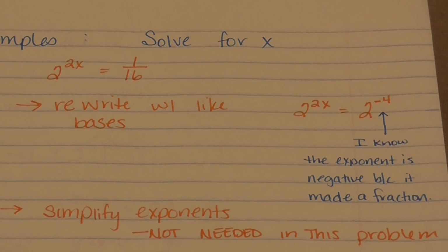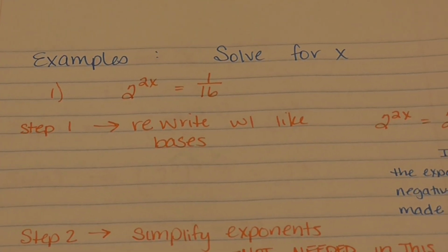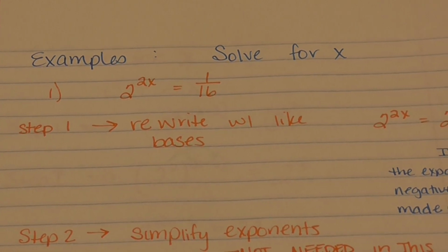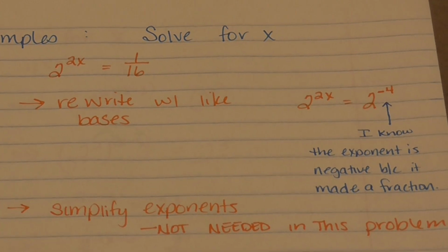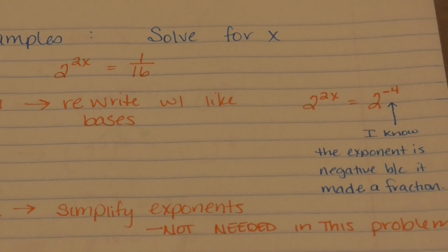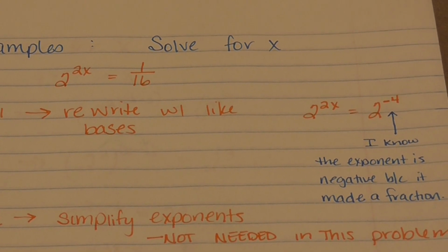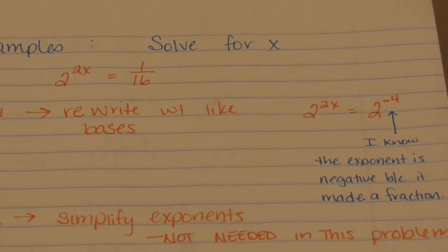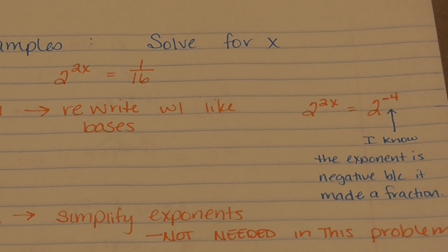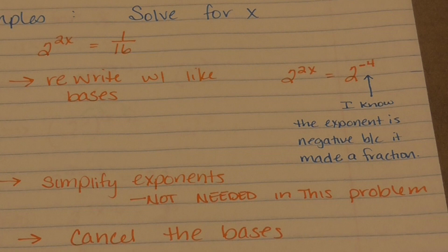So a couple more examples. In this example we want to solve for x. I get 2 raised to the 2x power equals 1 over 16. Whenever I see a fraction right there, I know that the exponent is negative because it made that fraction 1 over 16. So I think about what power would take 2 to 16, and 2 to the 4th power would. Since the 16 is in the denominator, I know it's raised to the negative 4. So I get 2 raised to the 2x power equals 2 raised to the negative 4.